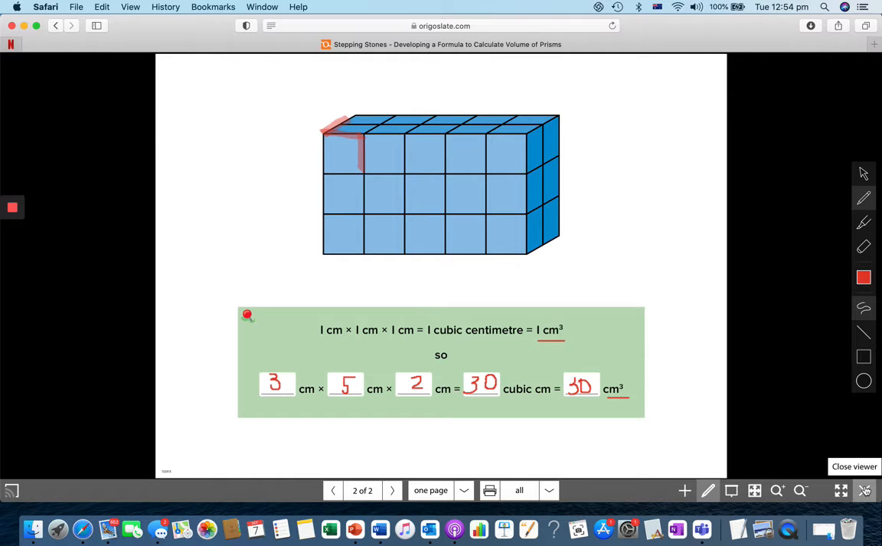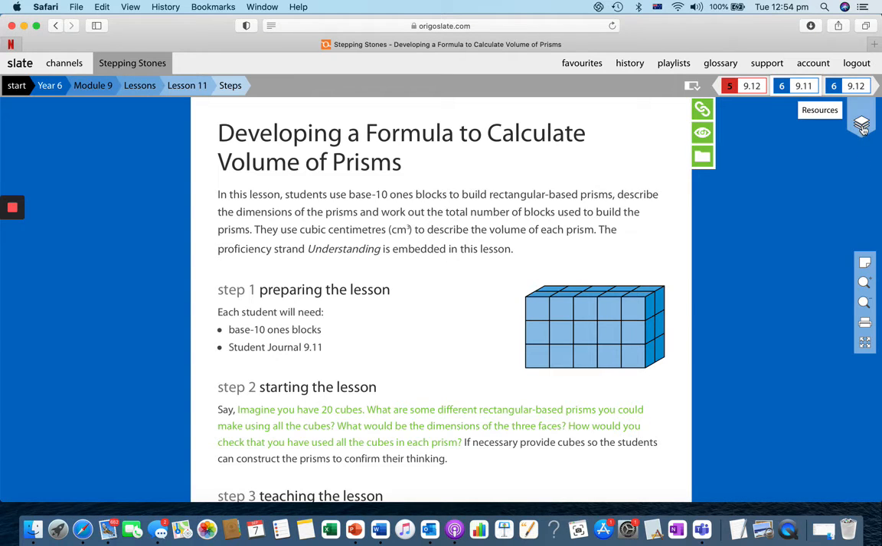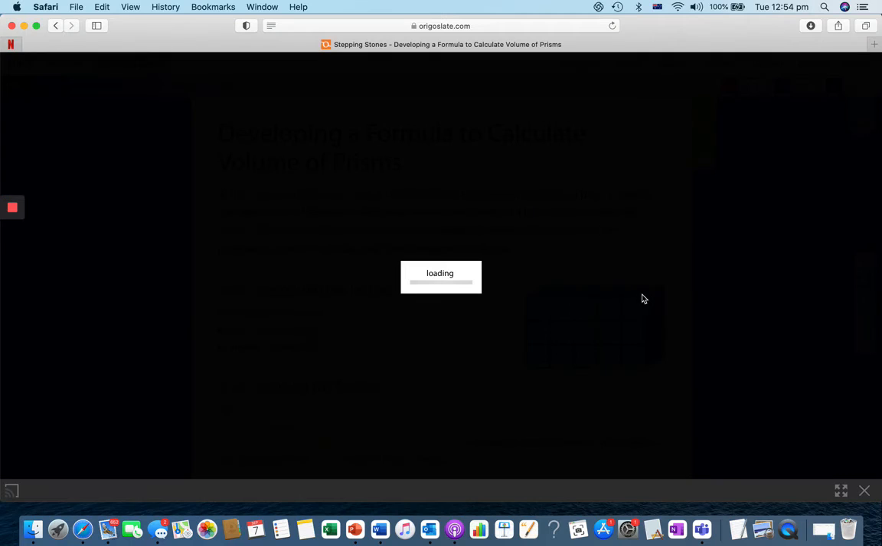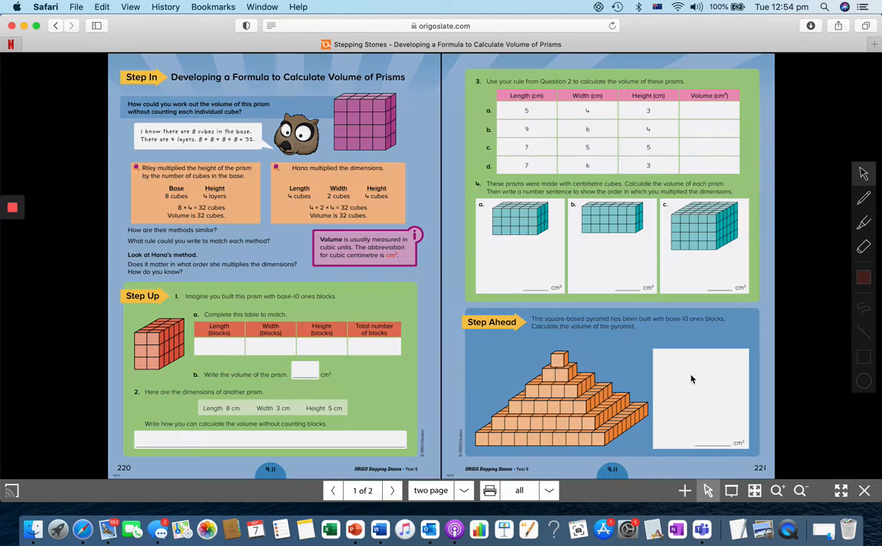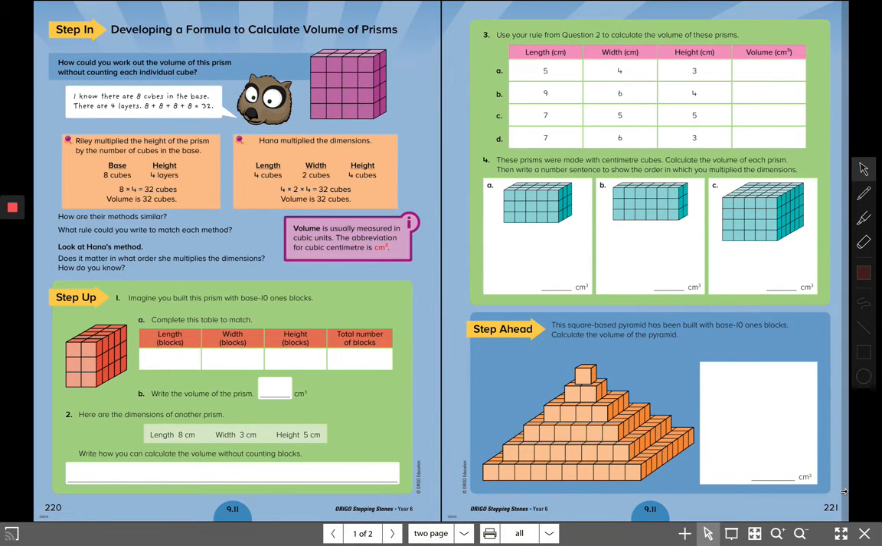Okay, so let's have a look at our lesson today. Developing a formula to calculate volume of prisms. How could you work out the volume of this prism without counting each individual cube? There's Hannah and Riley, and they're working it out 2 ways.